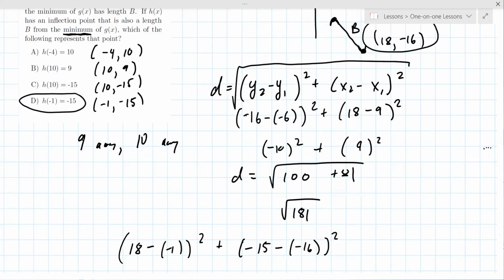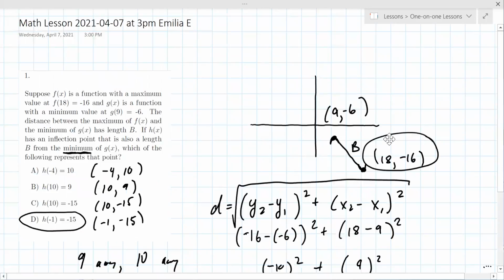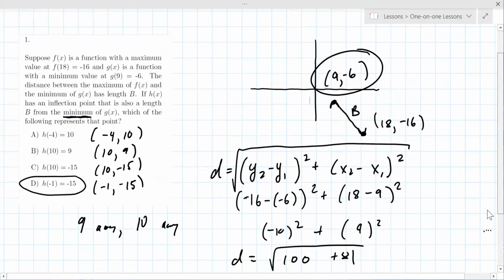Minus 1 minus. No. We're doing, I'm sorry, I chose the wrong point. I'm so sorry, I really messed this up. We're using this point. Okay. And that's why this wasn't working. I'm so sorry, this will make a lot more sense now.